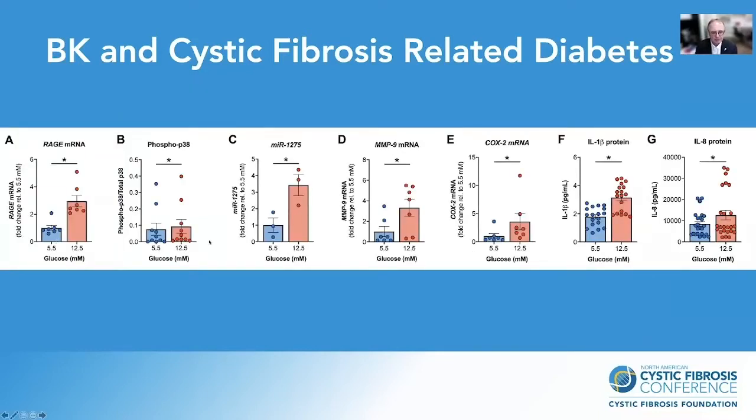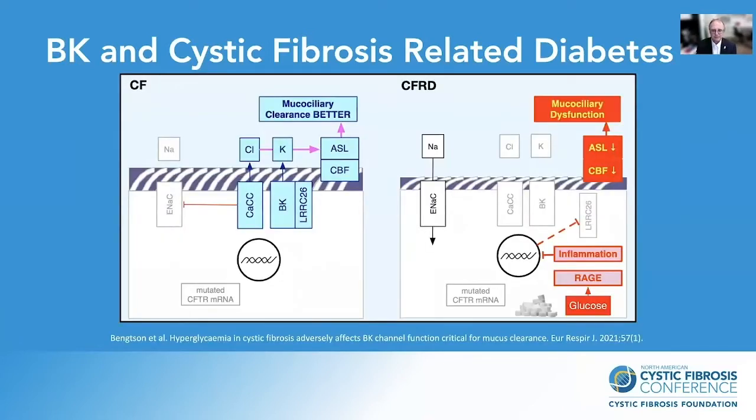This has multiple consequences, and this is a busy slide. It increases inflammation with RAGE. It causes p38 phosphorylation. It causes changes in microRNAs, increasing in MEP9 and other inflammatory proteins, again, IL-1 beta. So clear indication that there are problems associated with airway inflammation and high glucose concentrations.